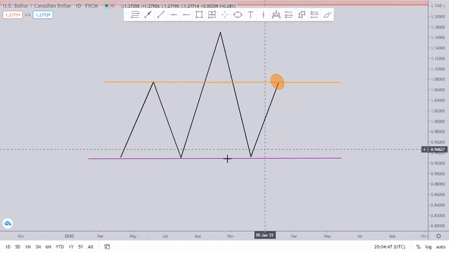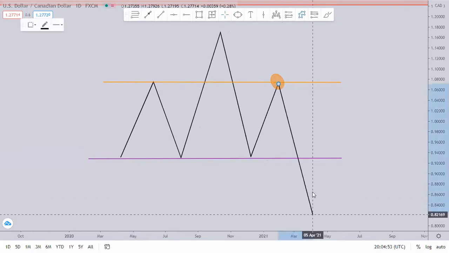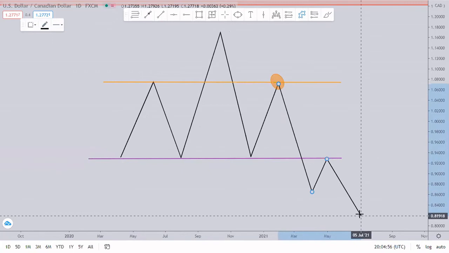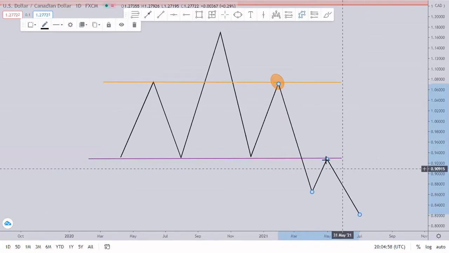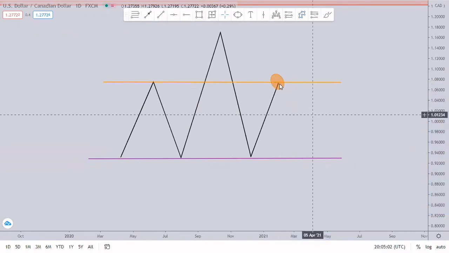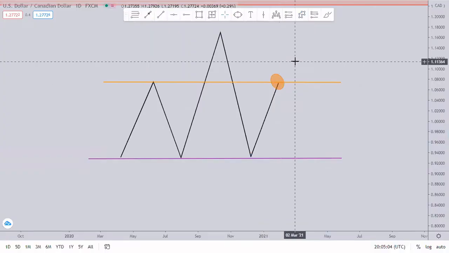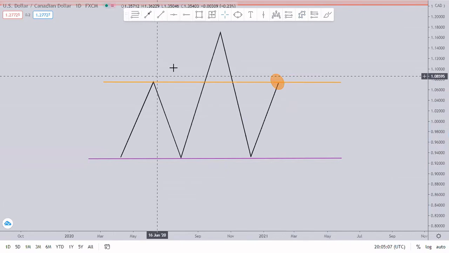Okay, so this is a bad entry. You don't have to wait for it to do this. You don't have to wait for it to do this before you come and enter over here at this level. We are late to the party, my guy. So this is where you must enter. So as soon as you see this happen, this is an old high.